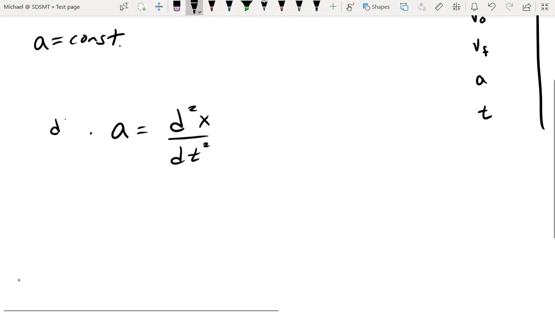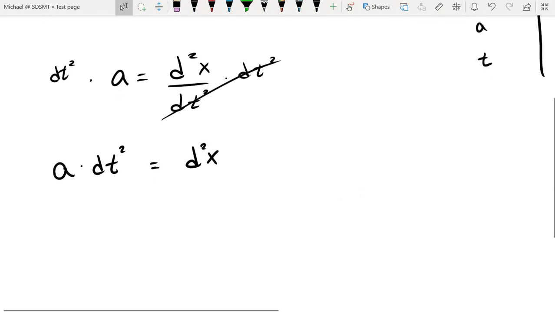I am going to perform a separation of variables by multiplying each side of the equality by the second order time expression. And in doing so, we get acceleration and time on one side, and we have our position on the other side. And the next step is to start the integration process.